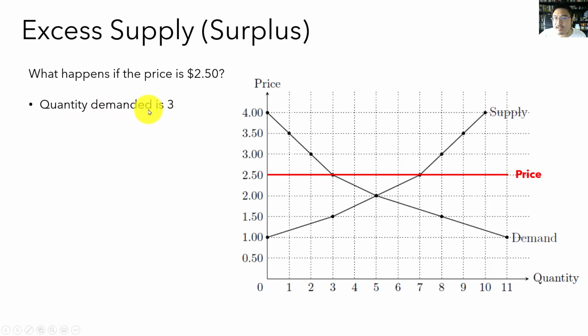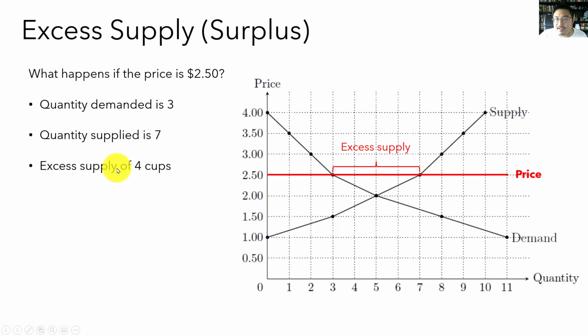What's the quantity supplied when the price is 250? Let's look at the supply curve. All right, here's where the supply curve is at 250. And so the quantity supplied is 7. Okay, what does that mean? That means there's more supply than demand, right? And so we have excess supply, and the excess supply is this distance here between the supply and the demand curve. Okay, and the excess supply, since there's 7 supply and 3 demand, the excess supply is 4 cups of coffee, right? And excess supply, we sometimes also use the word surplus to describe that.